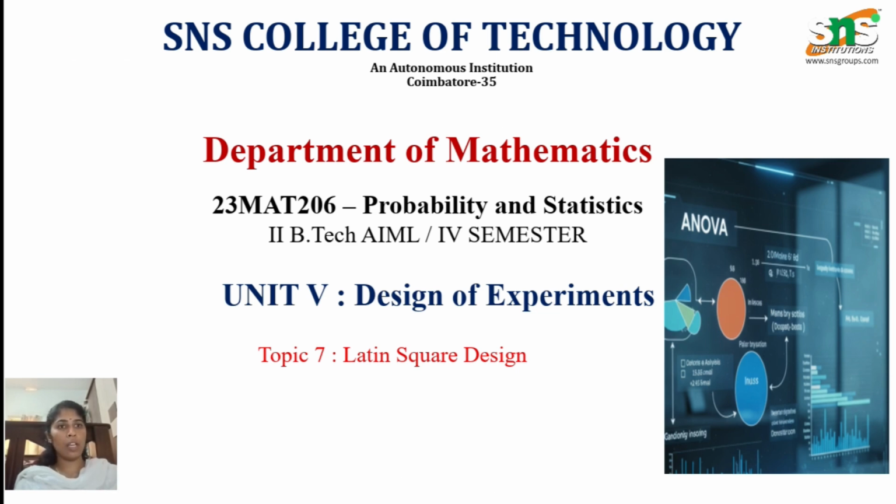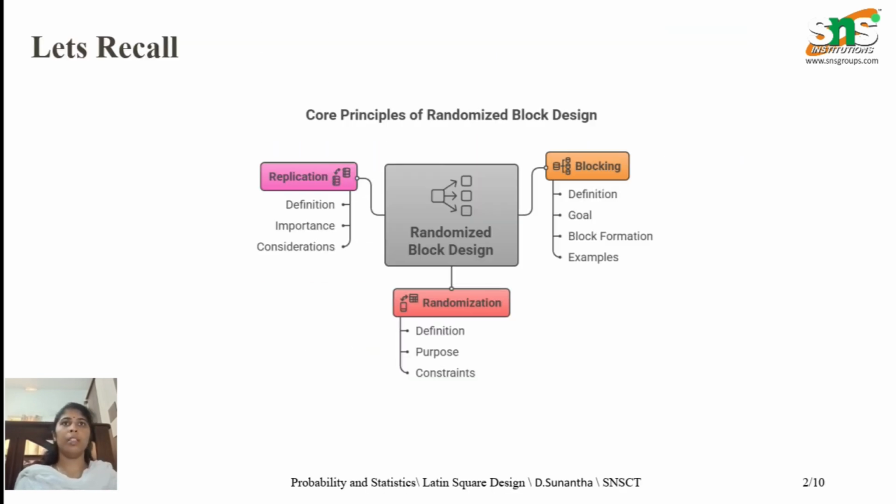Next is recall. In experimental design, we always deal with treatments, experimental units, and nuisance factors. For example, if we test fertilizers, the fertilizer will be the treatment, and soil type may be the nuisance factor. Now the question is, what if there are two nuisance factors at the same time? This is exactly where we use the Latin square design.